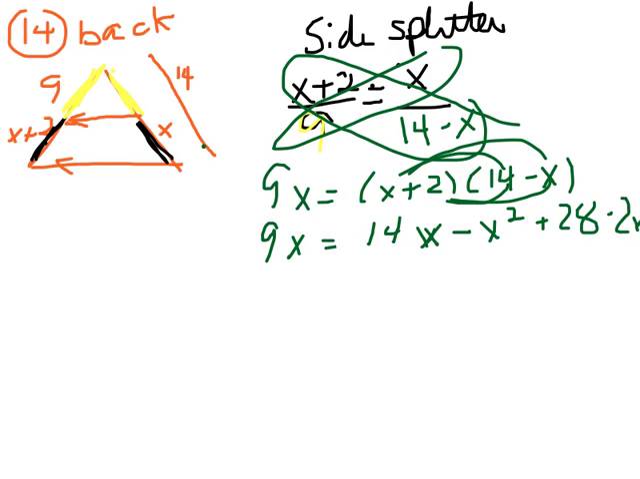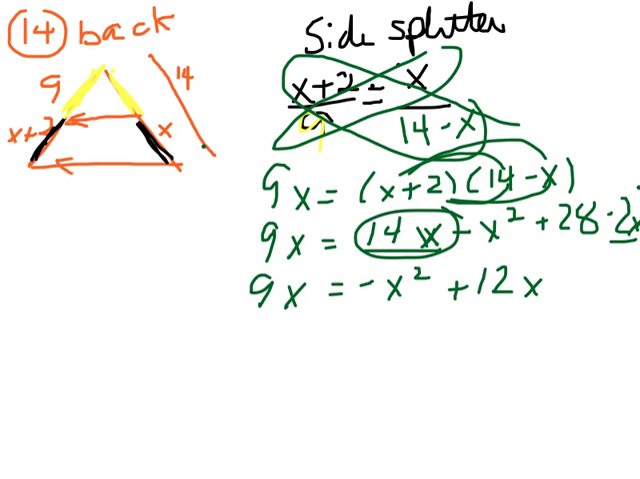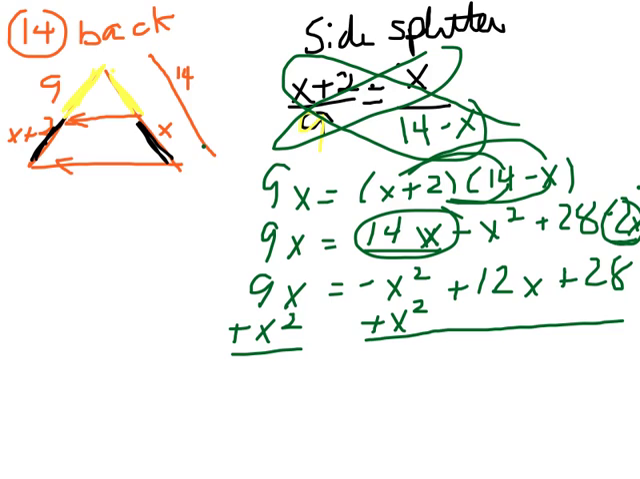Okay, so if I combine like terms, I'm going to have, actually let me put the negative x squared first. I have 14x minus 2x would be 12x. So those terms would combine, and then I have a plus 28. Now I have a negative x squared, and I'd really like it to be positive. So let me do this. Let me add x squared to the other side. I have to get all my terms together because this is a quadratic equation. A quadratic equation has a square in it.